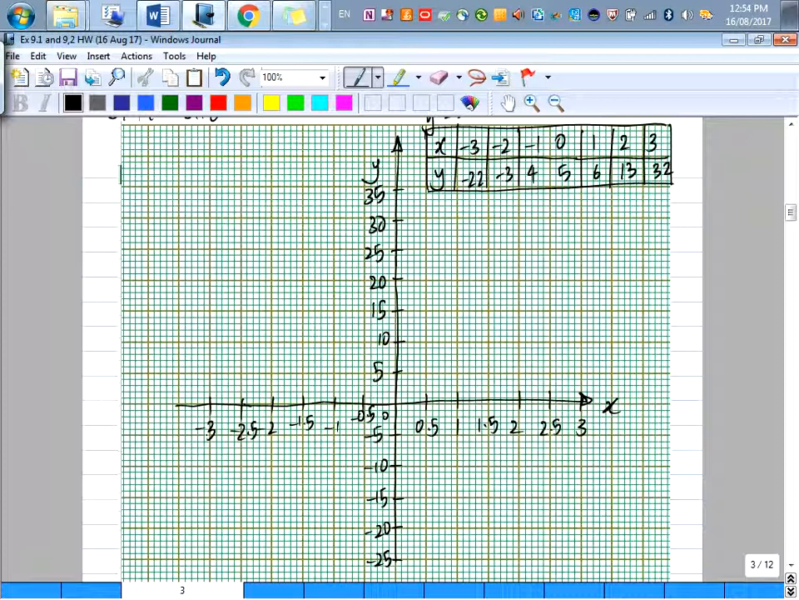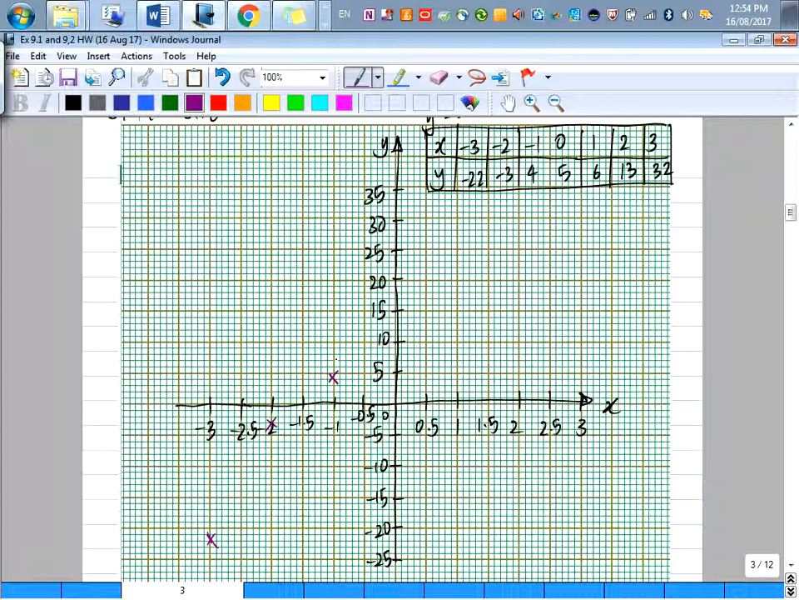Okay, so all the points down. The axes are all done. Let's plot. So use your pencil. When x is equal to negative 3, y is equal to negative 22. When x equals negative 2, y is equal to negative 3. We continue, x negative 1, y equals 4.